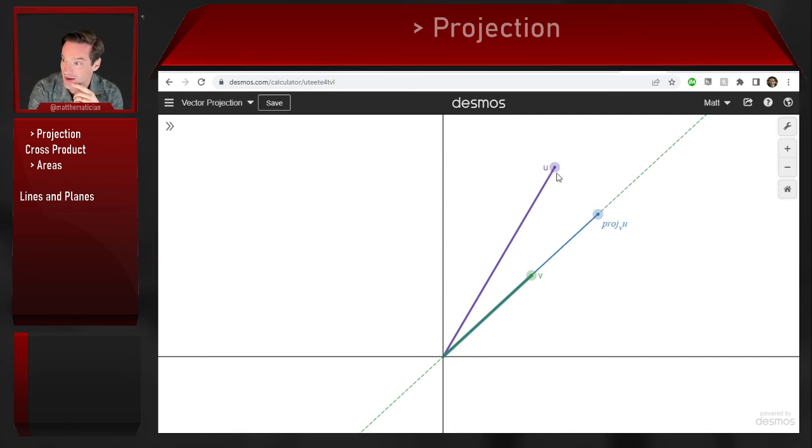In this case, a lot of it is parallel to v because u is mostly in the same direction as v. In this example, it's kind of the opposite because u is more parallel to the opposite of v than it is to v itself. And in the case where they're perpendicular, there is no part of u which is parallel to v. It's entirely orthogonal to one another.